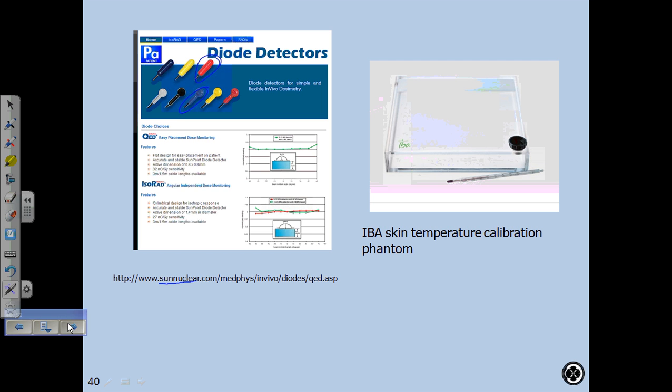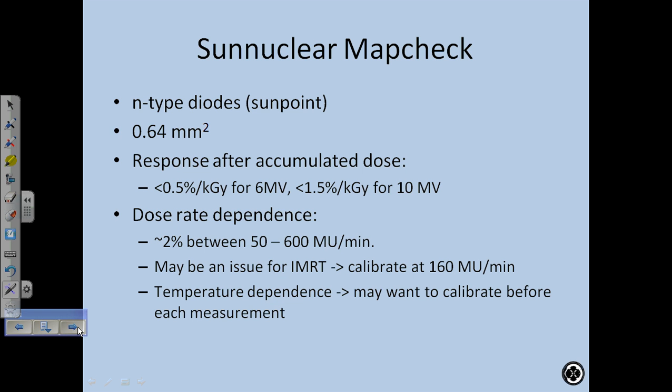So it's something to watch out for. I mean, these are important things for you guys to know, so that when you go out in the clinic and you use these devices, you do need to calibrate at body temperature, and they are energy dependent. Some of them are dose rate dependent. So these parameters and these dependencies you need to know about before you use them.